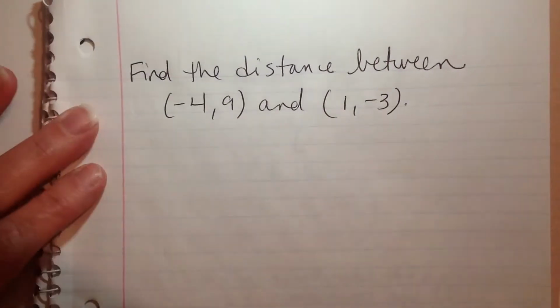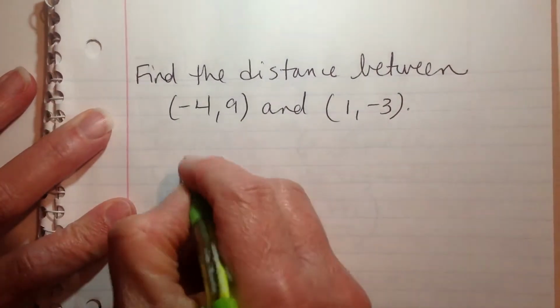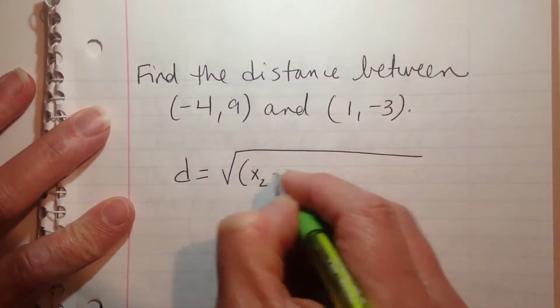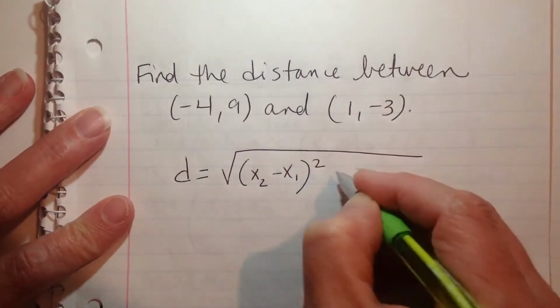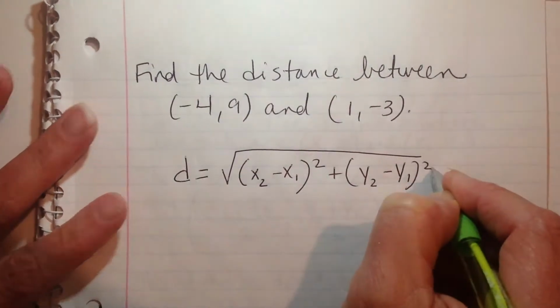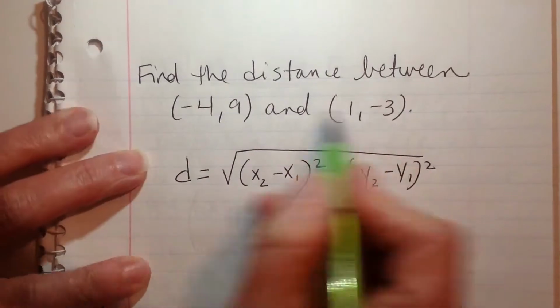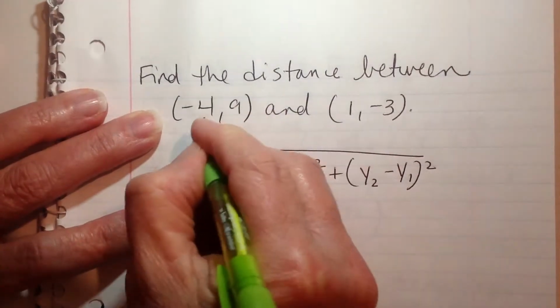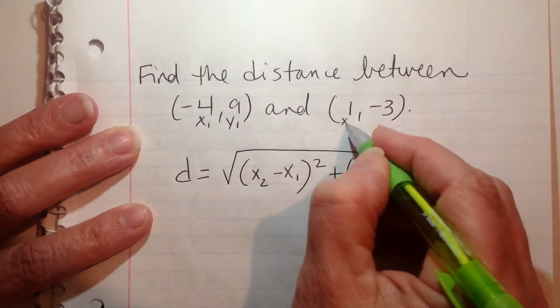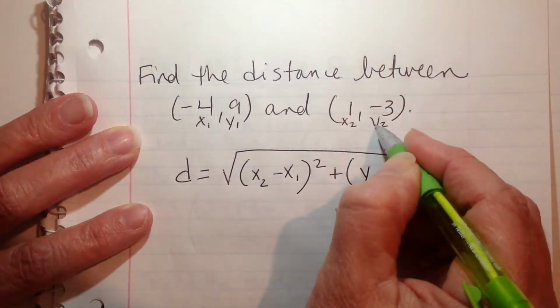So, again, I want you to memorize that distance formula. D is equal to the square root of (x sub 2 minus x sub 1) squared plus (y sub 2 minus y sub 1) squared. Remember how we labeled these. This was point 1, so this is x sub 1, y sub 1. This is point 2, so this is x sub 2, y sub 2.